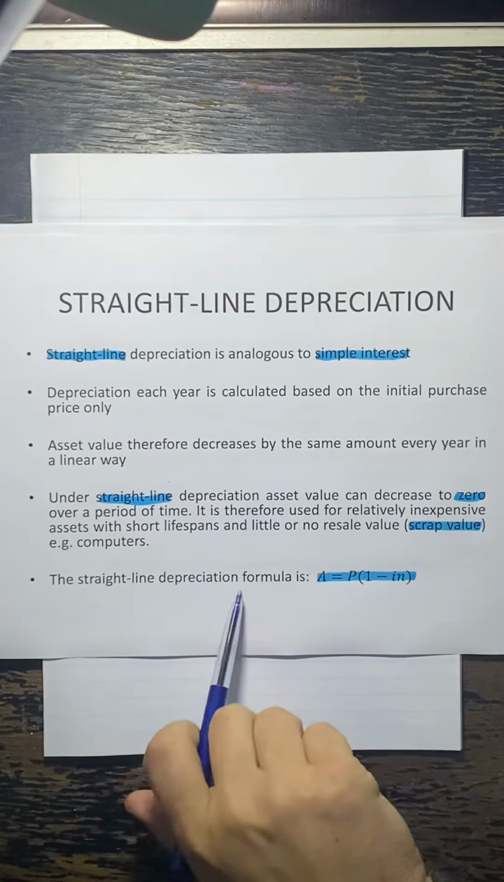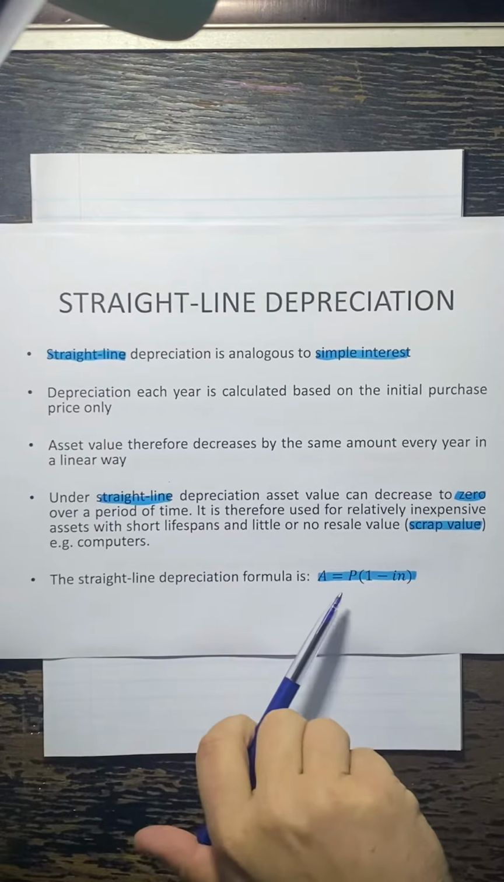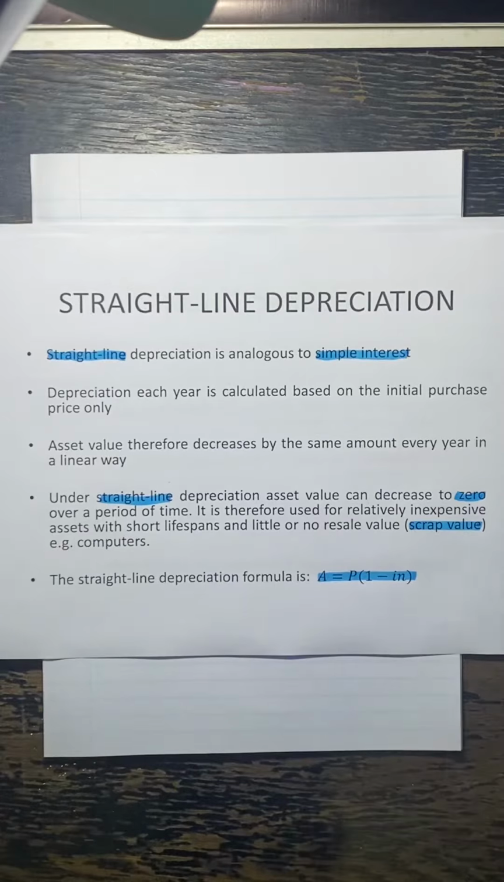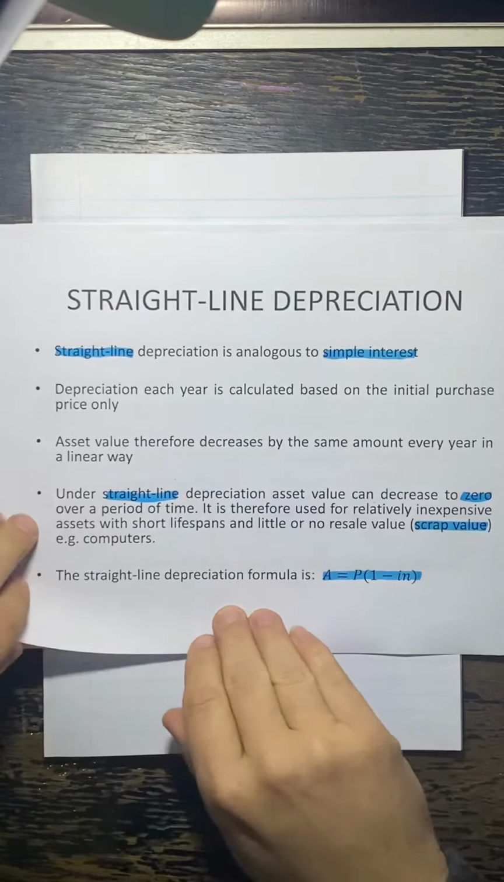The straight line depreciation formula is A = P(1 - i × n). You guys can pause and copy that down.